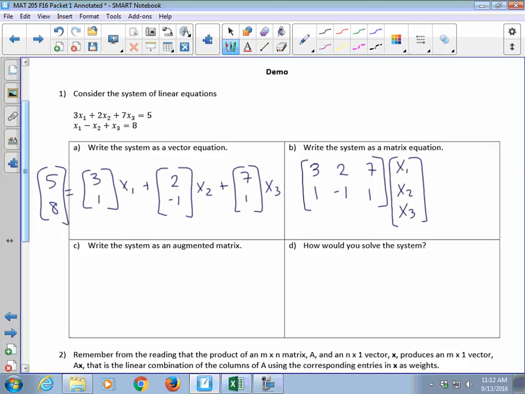Because what this means, when we went over in the quiz, we said this notation means take each column of the matrix as a vector, and we're going to take a linear combination of those 3 vectors where x1, x2, and x3 are the weights. And that should equal 5, 8.